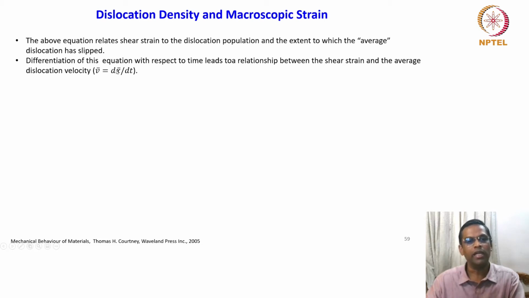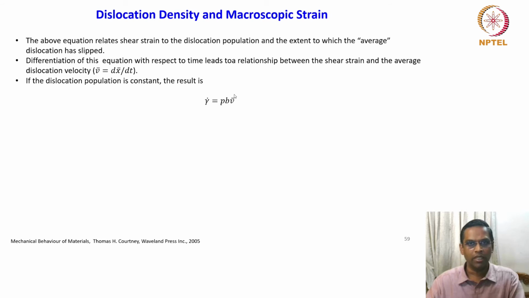v bar is equal to d x bar by dt. This is again an interesting aspect. If the dislocation population is constant, then we can write that gamma dot, the shear rate, is equal to rho b v bar. This is not p, this is rho; that is a typo here. So the shear rate is related to the dislocation velocity. This is again a very interesting point to note.